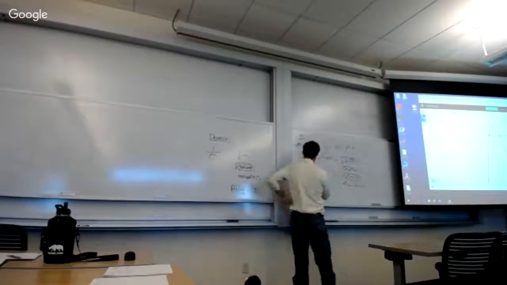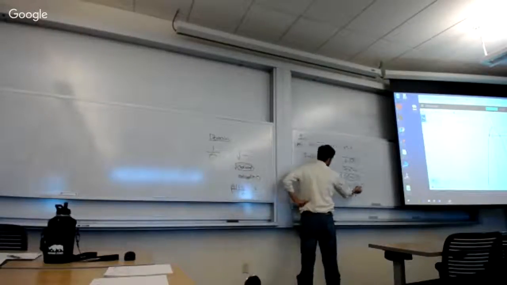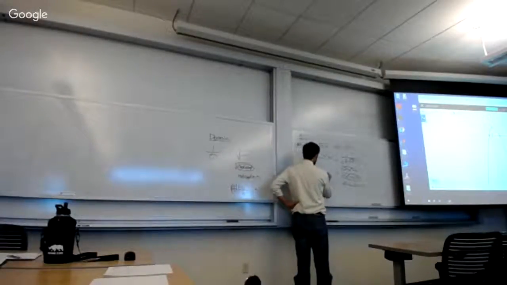So on a number line, here's our domain number line. We go between negative 1 and 2, and it's greater than or equal to. So it's between negative 1 and 2. And that's our domain from negative 1 to 2.